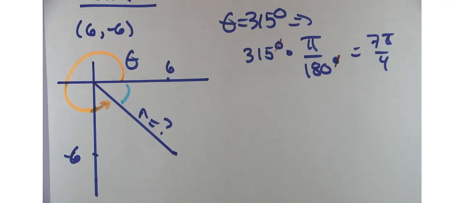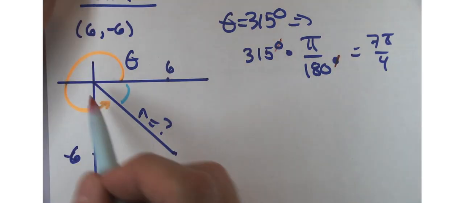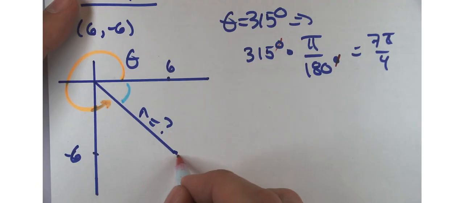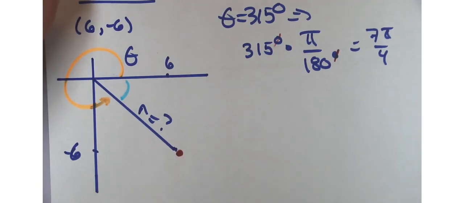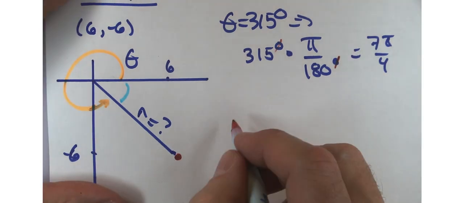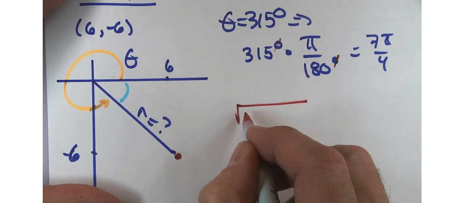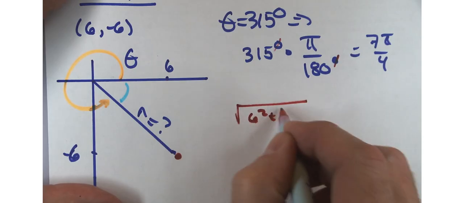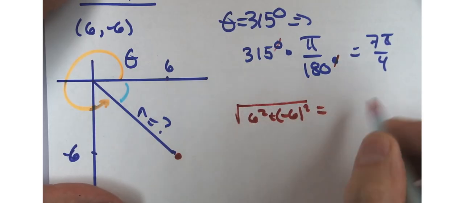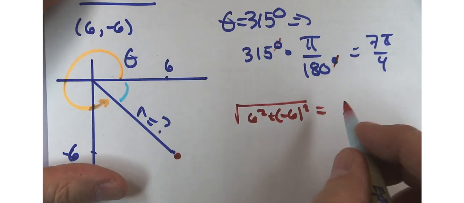Well, there's one other thing I need. I need to know the radius. How am I going to calculate how far this is from the origin? Yeah, thank you, James. Pythagorean theorem. So it's going to be the square root of 6 squared plus negative 6 squared. That's going to be the square root of 72, which is 6 square roots of 2.